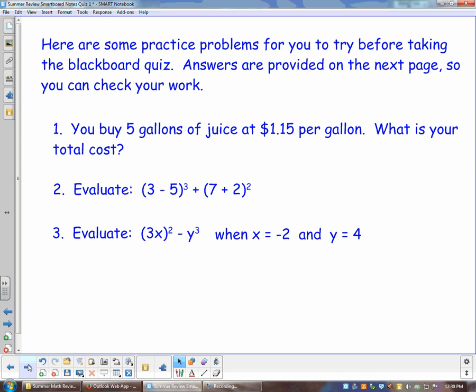Number 2, evaluate 3 minus 5 quantity cubed plus 7 plus 2 quantity squared. And number 3, evaluate 3x quantity squared minus y cubed when x equals negative 2 and y equals 4. So I suggest you pause this video now, and after you've tried these 3 problems, then go on to see what the solutions are, which I'm about to put up.